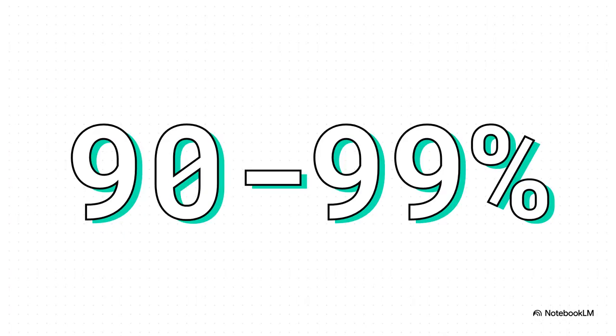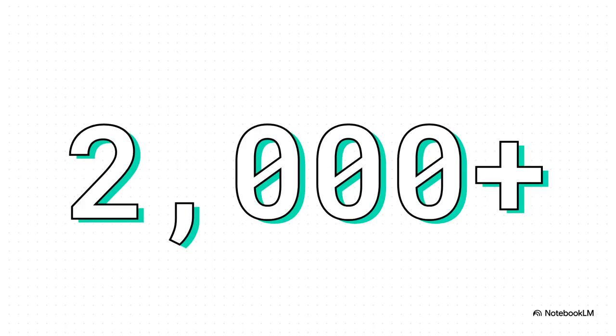Because HNSW is an approximate algorithm, it doesn't guarantee the absolute 100% perfect match every single time. Instead, it makes a really smart trade-off. Its accuracy, or what's called its recall rate, is incredibly high. It usually finds the true nearest neighbor over 90 to 99% of the time. And for most things, giving up that tiny chance of perfection is more than worth it for the incredible boost in speed. And its impact has been just enormous.